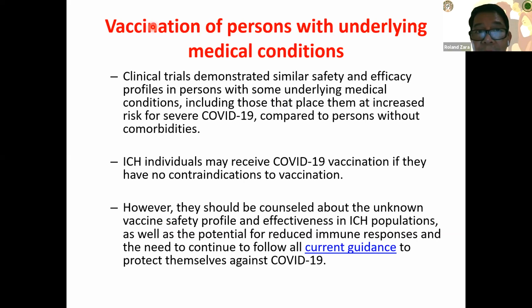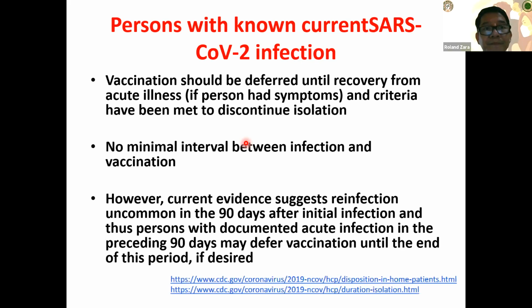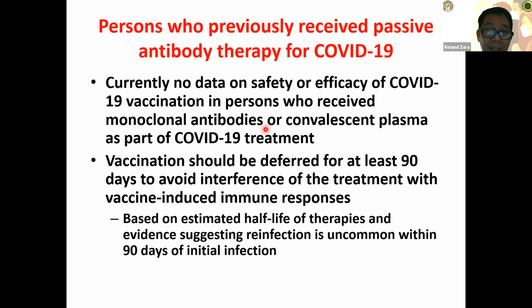I have provided your reading assignment, vaccination of persons with underlying medical conditions. Can they be vaccinated? Just read on this. Persons with history of SARS-CoV-2, when do we vaccinate them after they have had SARS-CoV-2? Persons who previously received passive antibody, for example, if you received antibody for COVID-19, and you were bitten by a dog and received anti-tetanus or anti-rabies vaccine, when are you going to receive the vaccine?